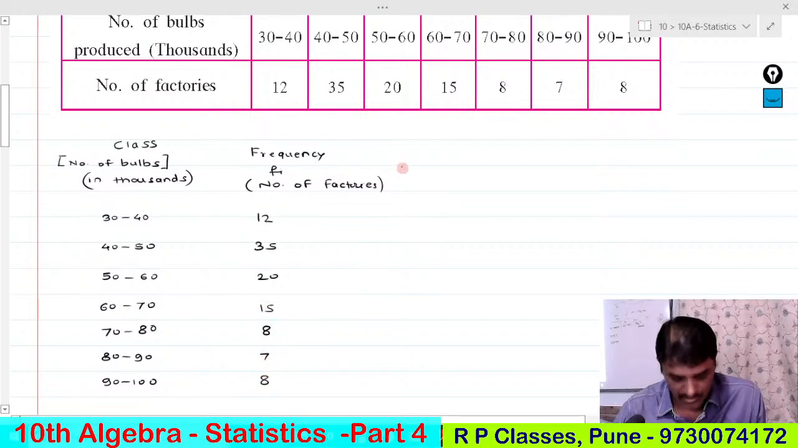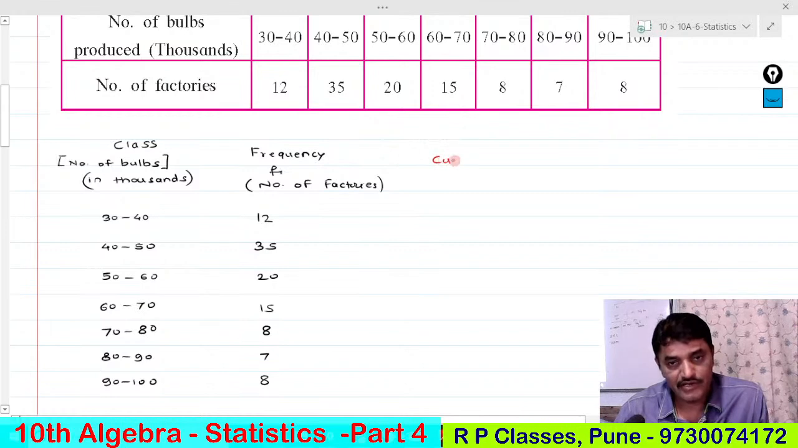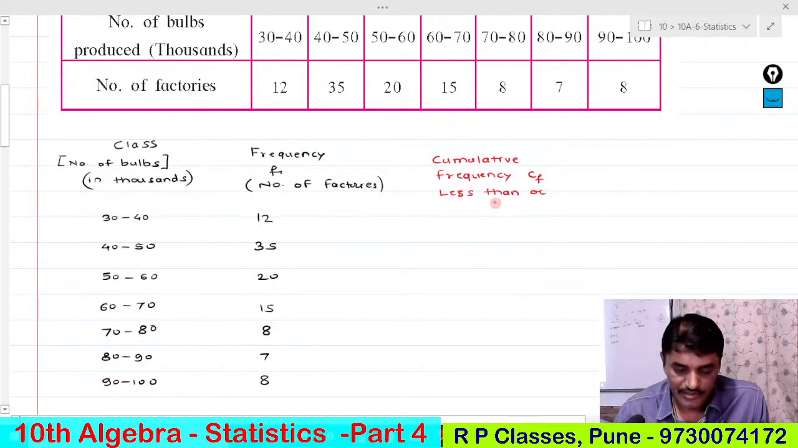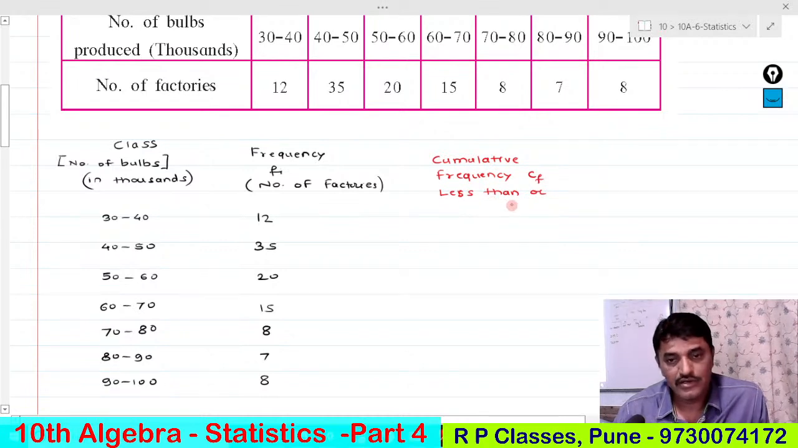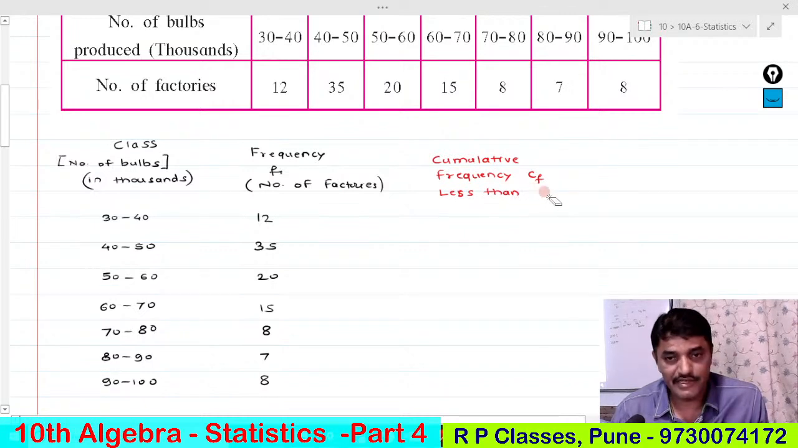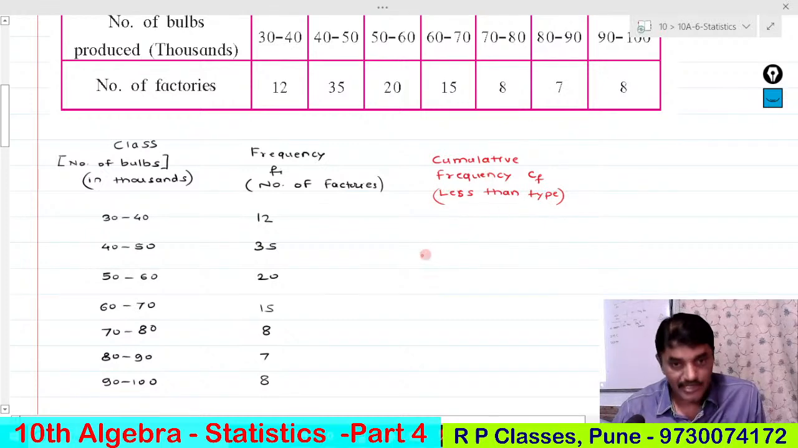And then the last column is going to be cumulative frequency, less than or equal to type. Cumulative frequency, CF, less than. What else do we have to write? Less than the upper limit type. It should be less than or equal to, and we'll simply say here less than type. Less than type, that is also okay. So this will be our column.